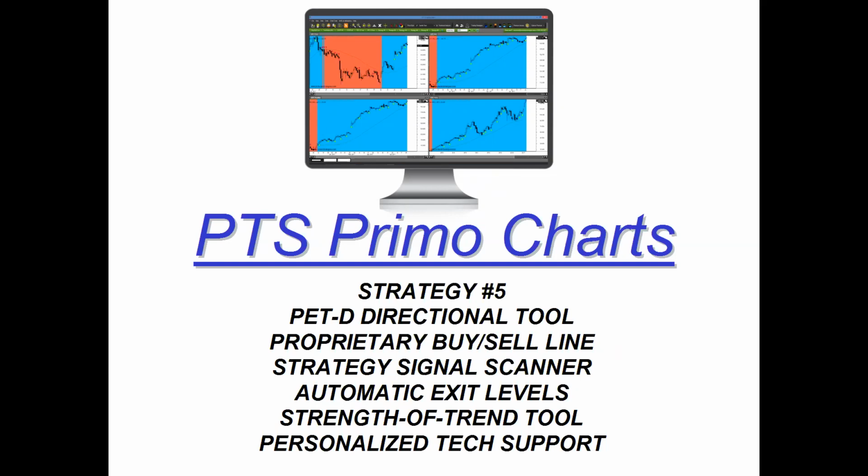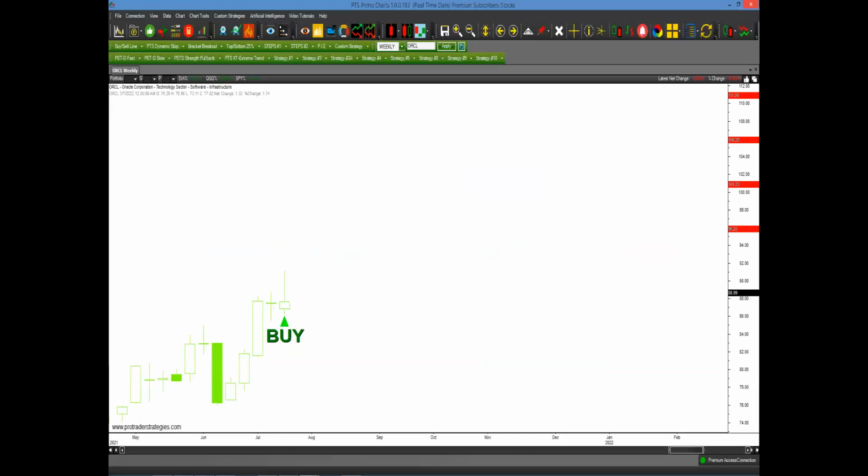But here's what I feel is the best: the automatic exit levels. This comes complete on the platform. Remember, I said we're going to teach you roughly about 7 different exit plans. Well, this is just one of them that's auto-generated on our platform. For example, let's look at this example in Oracle. Here's a weekly chart. This was a valid candlestick combo buy signal, okay? It's colored green. It's a strategy 5 buy signal, and it's outlined green by the PET-D. So all systems go. It's okay to take.